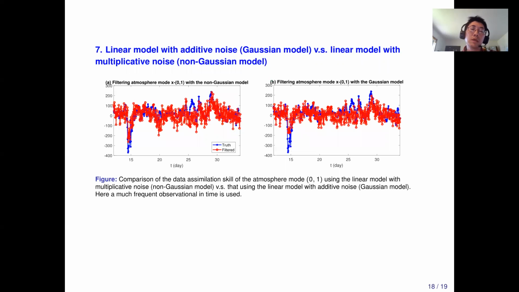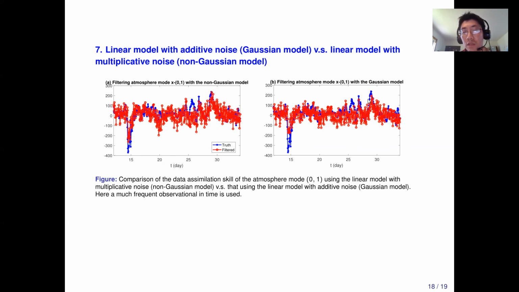So the last result I want to show here is the importance of this multiplicative noise. Although previously we showed that multiplicative noise is important in capturing the non-Gaussian features, here I want to show that multiplicative noise is indeed important in data assimilation. So here the truth is the blue, which is the same. In the left panel, we have multiplicative noise as in our linear model. And in the right panel, we have only additive noise. And what's significant here is that with multiplicative noise, it is more skillful in recovering the extreme events.